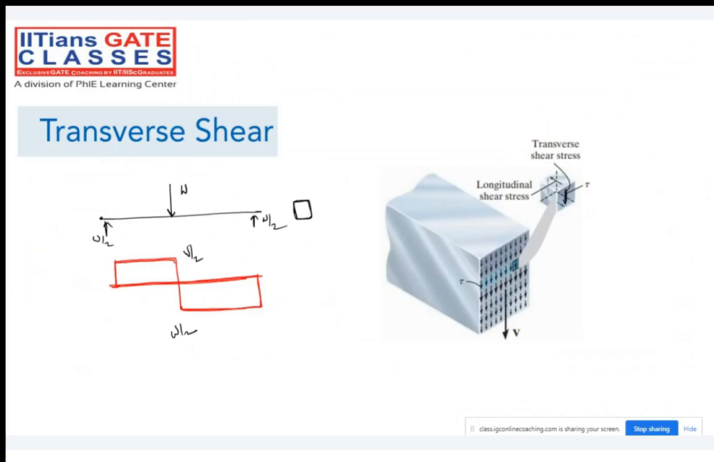definitely one more face will be there that is also subjected to what? Shear stress. And this will also be subjected to shear stress like this, and this will also be subjected like this, because of the complementary nature of the shear stress.